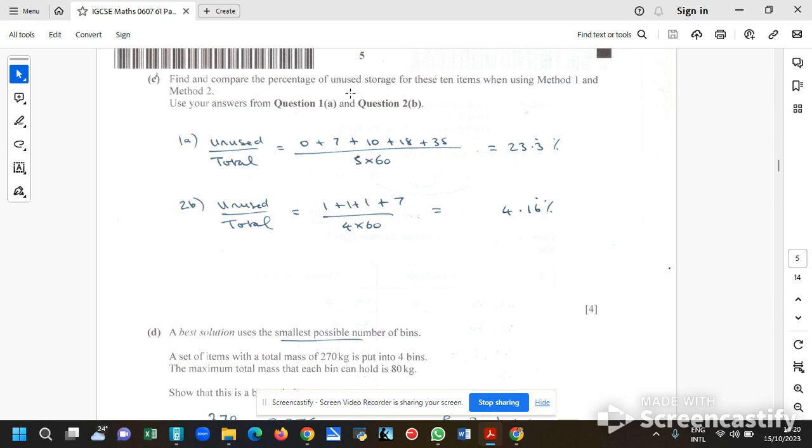In 2B, where we're using the put them in order method first, the unused capacities were 1, 1, 1, and 7, and we only needed 4 bins. That's why there was less space left, because we'd used the capacity more efficiently. And it's only 4.16 recurring percent, a lot less. So that seems like it's an improved method.